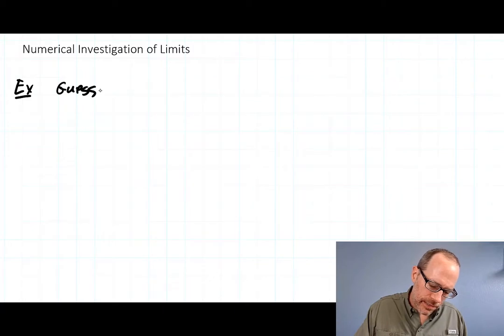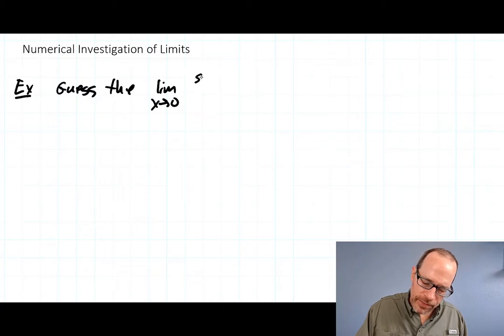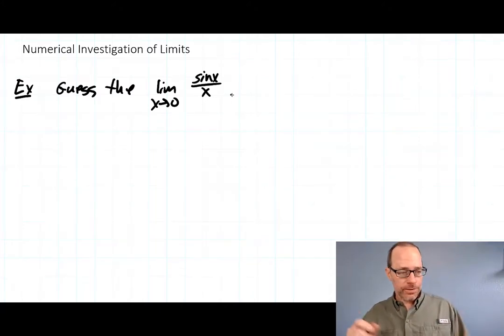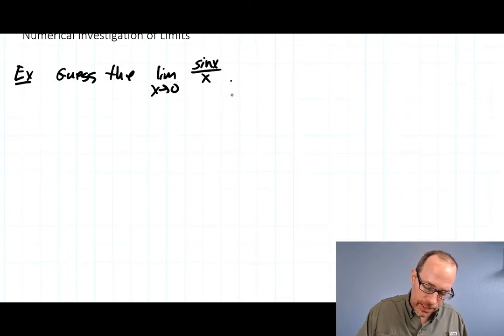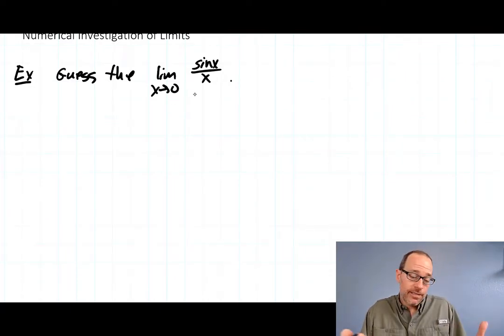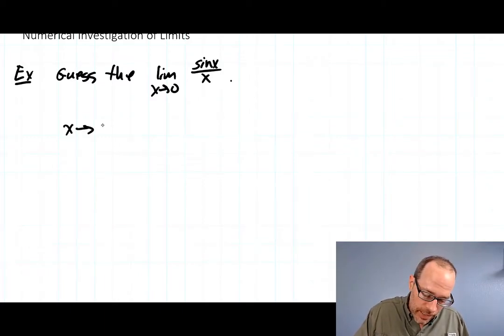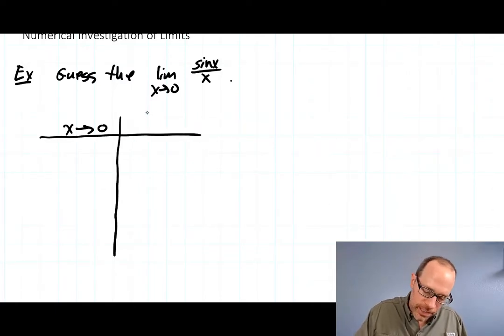Guess the limit as x goes to 0 of sine x all over x. All right. So as I said, there isn't anything obvious just with algebra that lets you rewrite this in a way that the answer is obvious. But you can get out a computer or something and start plugging in smaller and smaller values of x and try to see what sine of x over x converges to, if it does. So we're going to let x go to 0 here, make a chart, putting in smaller and smaller values, and then we'll evaluate sine x over x.